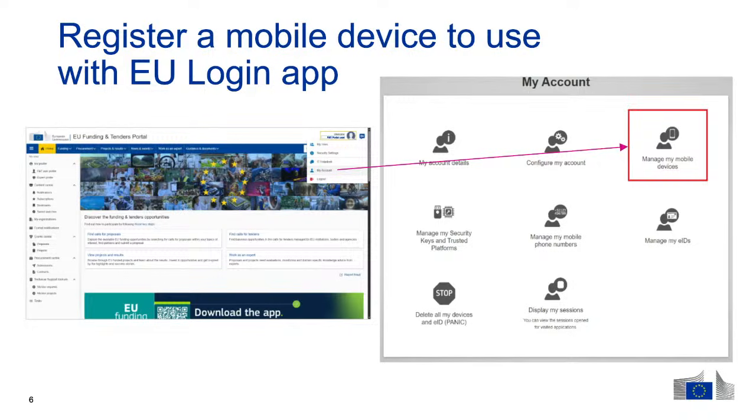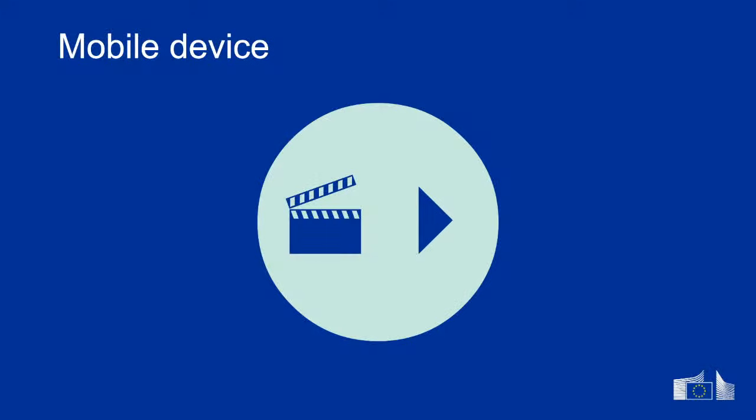So first method is that you have a mobile device and you install on this mobile device the EU login app. You have to go to the funding and tenders portal, you go to my account, and then you will be seeing this screen on the right-hand side, and then there is one entry which is called Manage My Mobile Devices, and there you can add new mobile devices. And we will now have a short video explaining you in more detail how you do this.